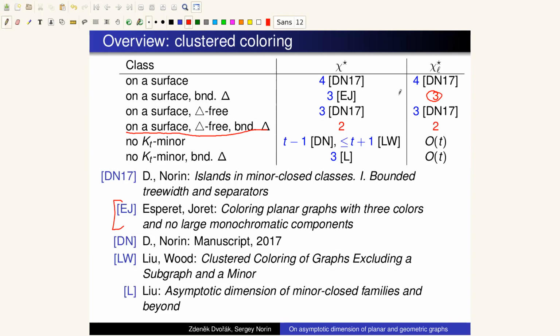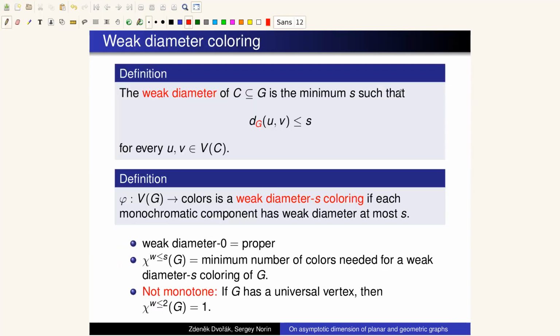Okay, so actually we will give the results in greater generality, which also moves us closer to the topic of the asymptotic dimension. We will give them in the setting of weak diameter coloring. So what is a weak diameter coloring? So what is a weak diameter?